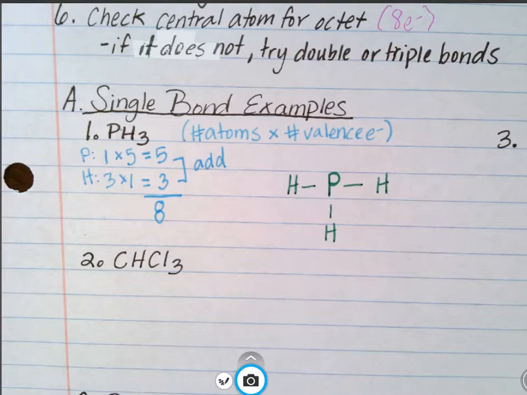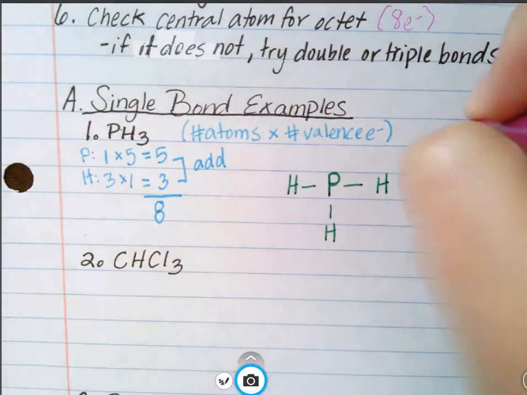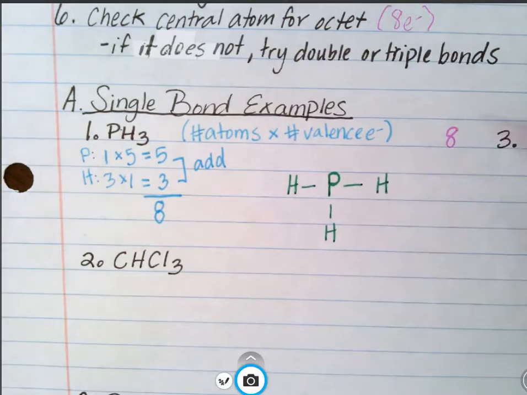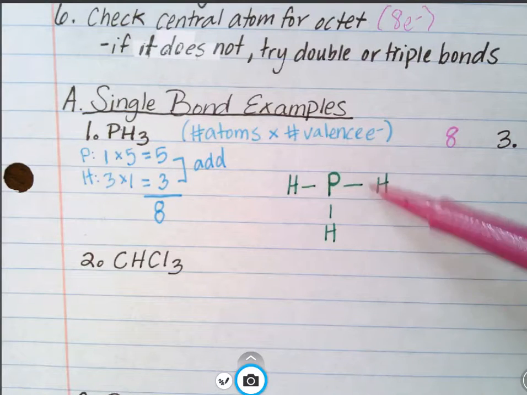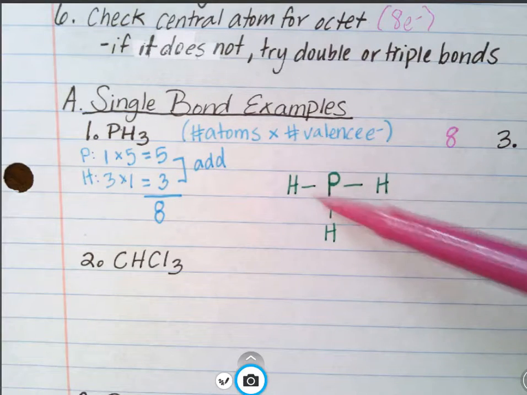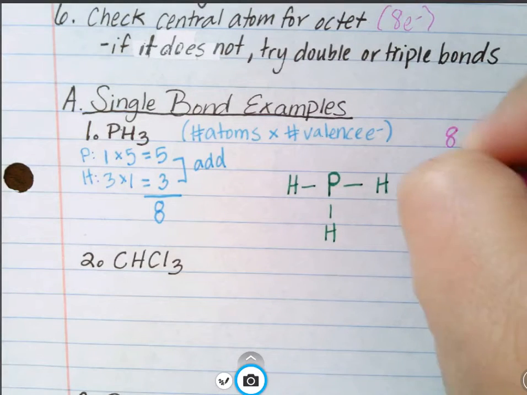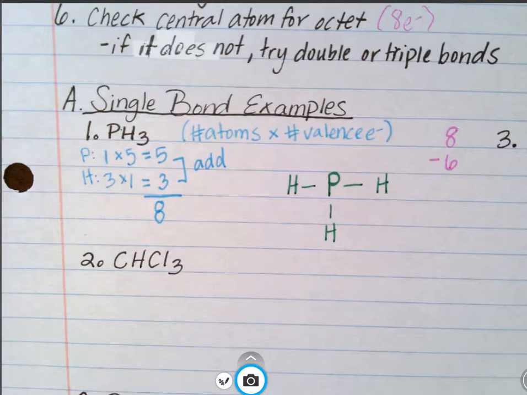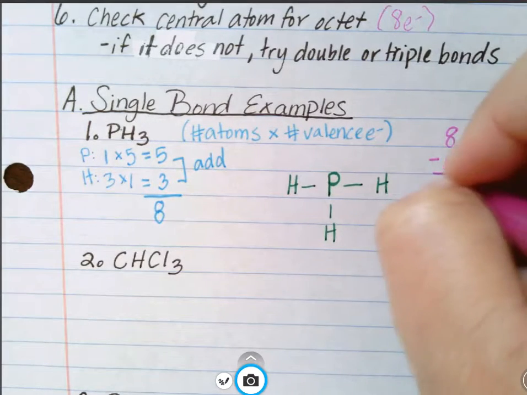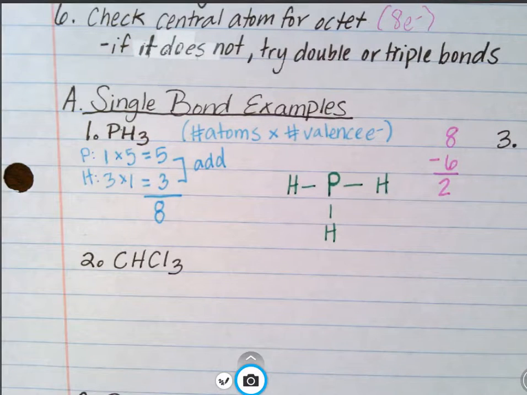I'm going to keep track of my electrons. So let's do that. I started with 8, and I'm just going to subtract the number of electrons that I've used. Since I have 3 lines and each line represents 2 electrons, I have used 6 in total. This leaves me with 2 electrons. Okay, so I've taken care of steps 1 through 3.